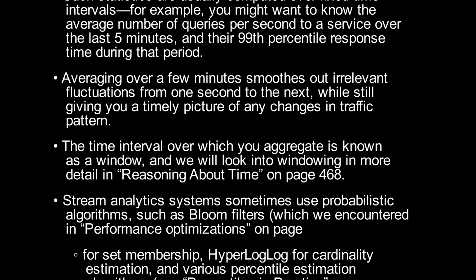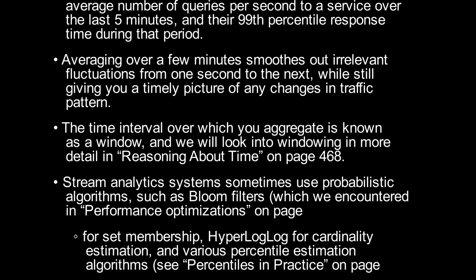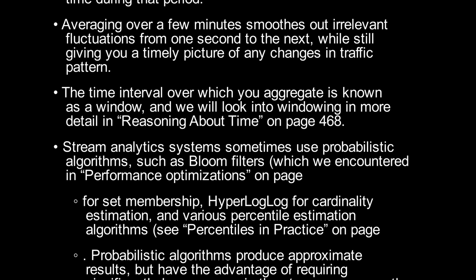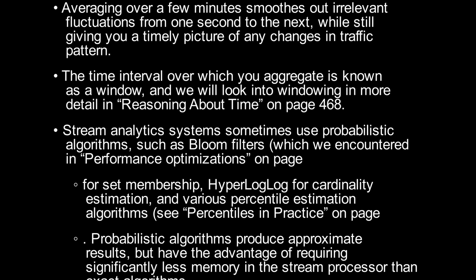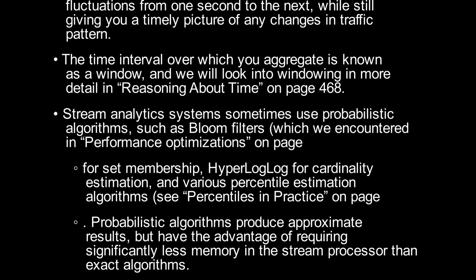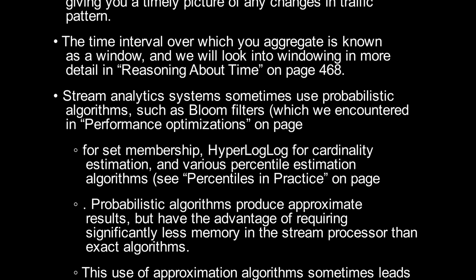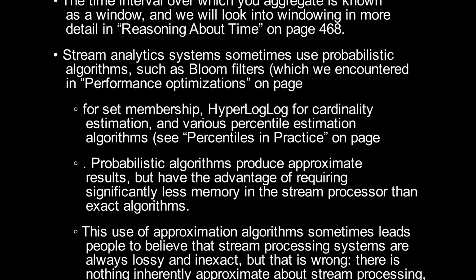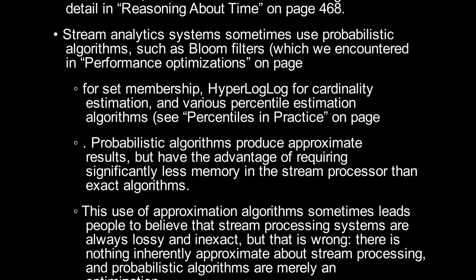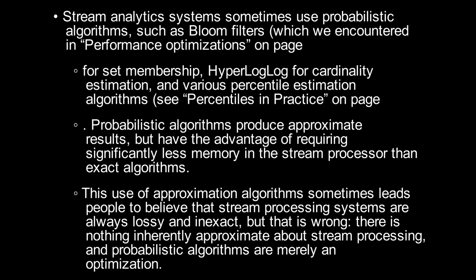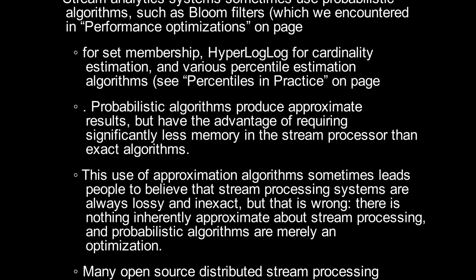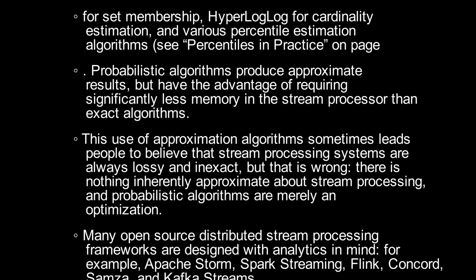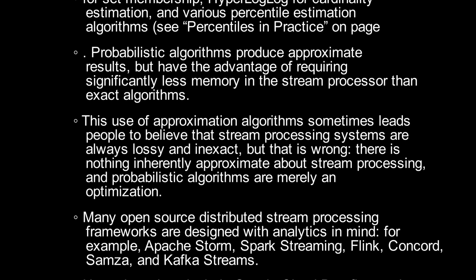Stream analytics systems sometimes use probabilistic algorithms, such as Bloom filters, which we encountered in performance optimizations on page 4, for set membership, HyperLogLog for cardinality estimation, and various percentile estimation algorithms. See percentiles in practice on page. Probabilistic algorithms produce approximate results, but have the advantage of requiring significantly less memory in the stream processor than exact algorithms. This use of approximation algorithms sometimes leads people to believe that stream processing systems are always lossy and inexact, but that is wrong. There is nothing inherently approximate about stream processing, and probabilistic algorithms are merely an optimization.